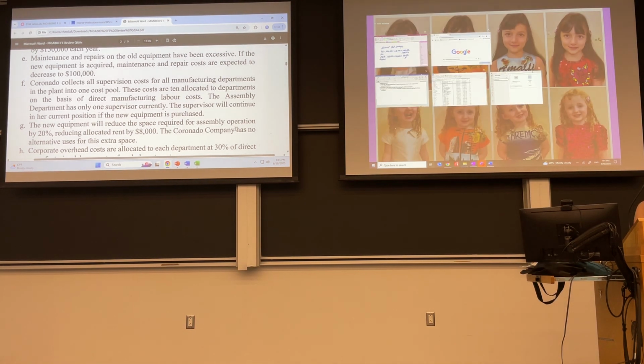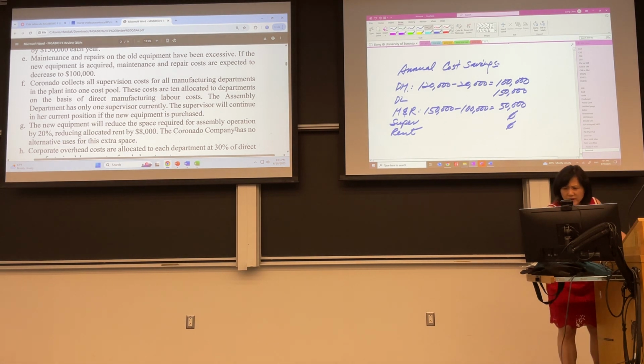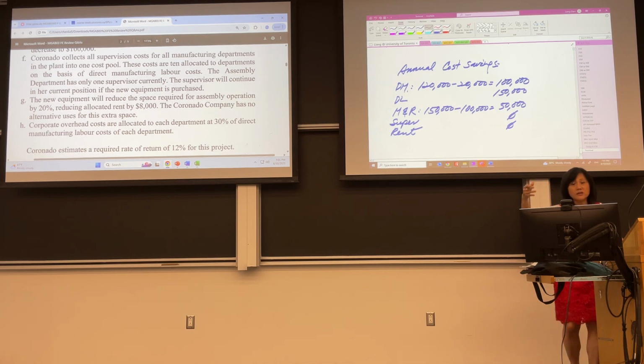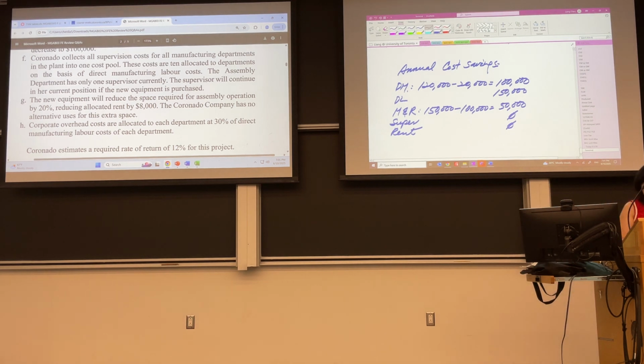So the rent, no savings. What else? Overhead allocated based on 30% of the labor. Even though the labor saved, the overall overhead did not shrink, no savings. So allocated, that's why we call it irrelevant. Overhead, 0. So altogether we save 300,000.